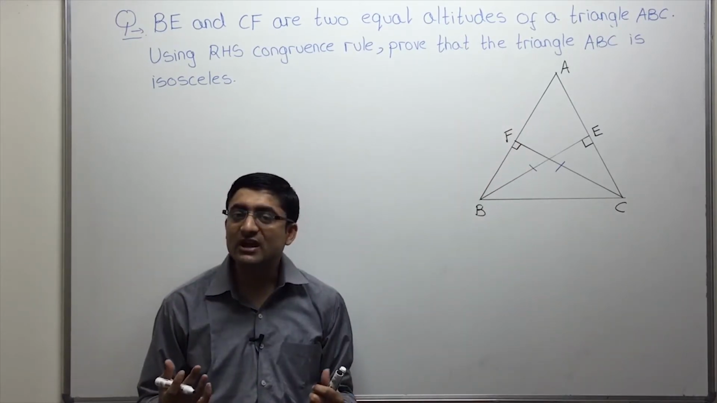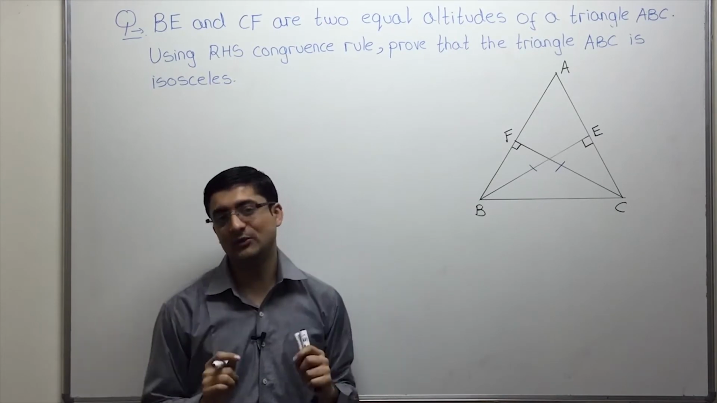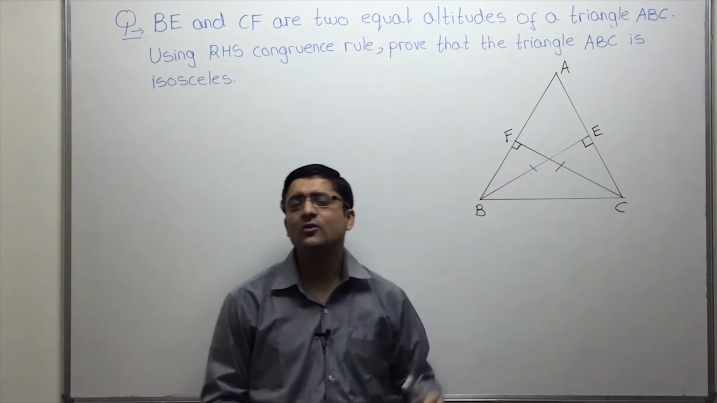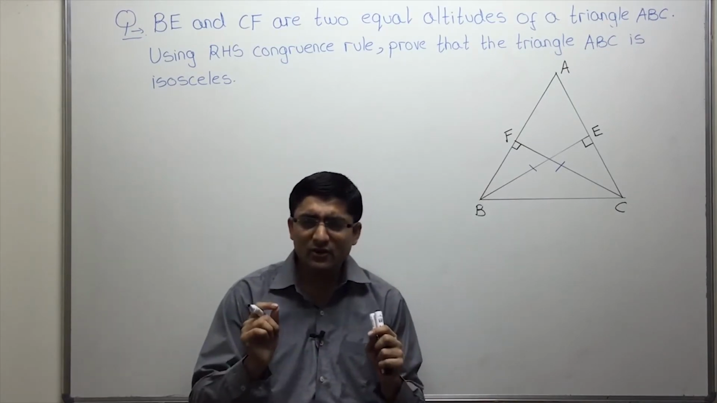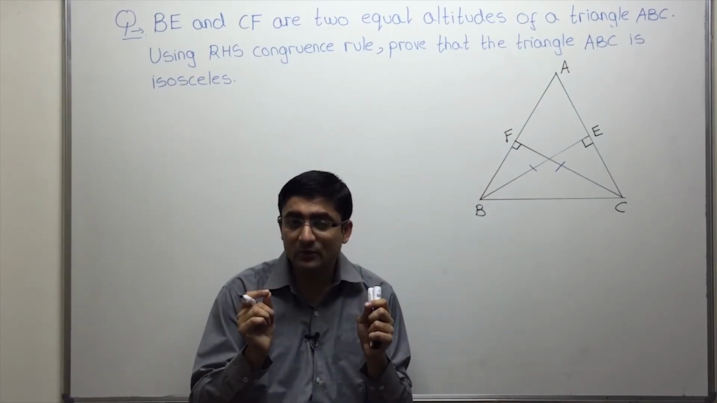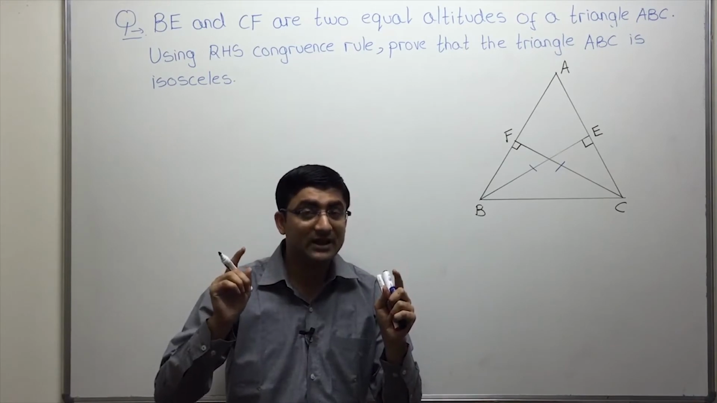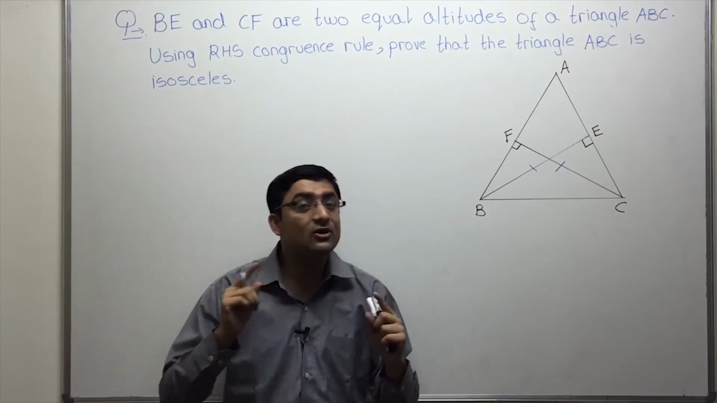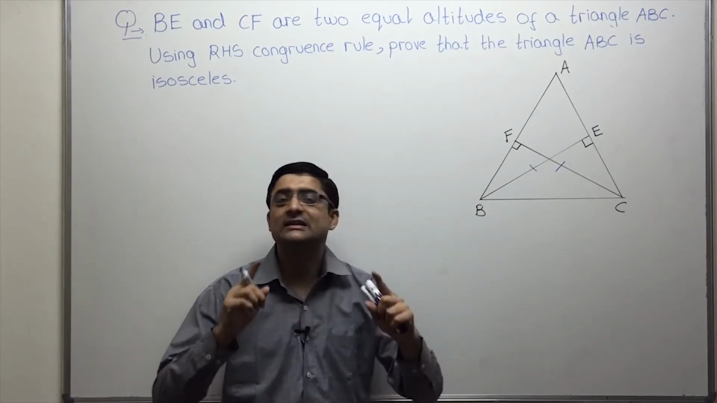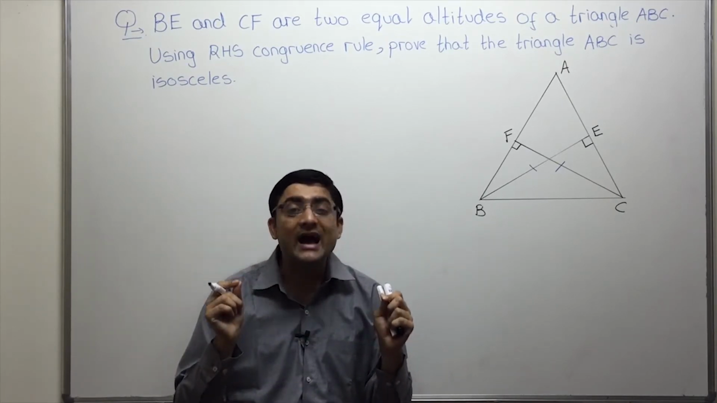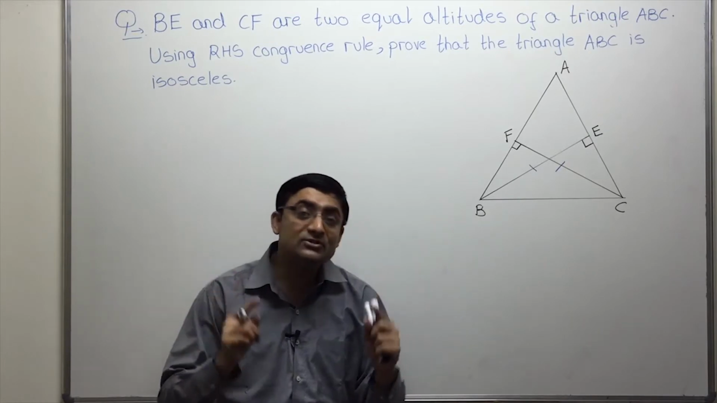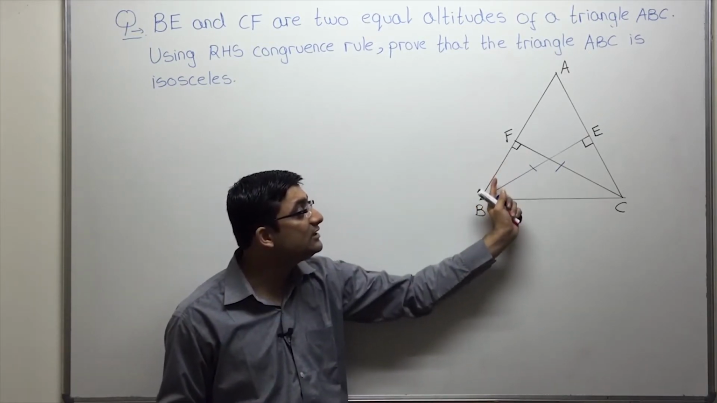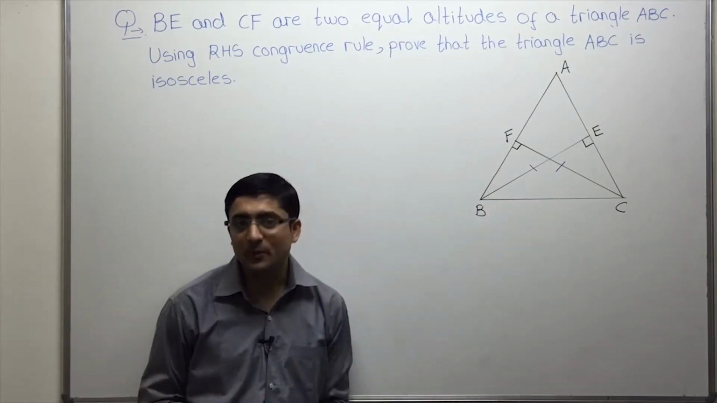What is an isosceles triangle? A triangle in which two sides are equal. So how can we show it? Whenever you have to show two sides in a triangle to be equal, recall the converse of the theorem: in a triangle, if two angles are equal, then the sides opposite to them are also equal. So if I can show two angles to be equal, our job is done.